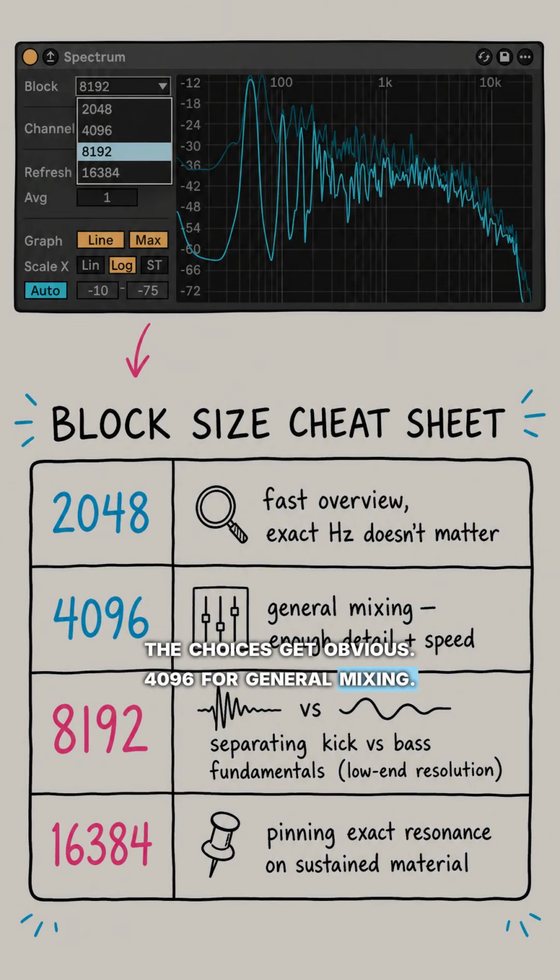4096 for general mixing, enough detail, enough speed. 8192 when you're separating a kick fundamental from a bass fundamental, because the low end needs finer resolution to show two nearby frequencies as two separate things instead of one broad pile. 16384 only when you're pinning an exact resonance on sustained material and nothing's moving. 2048 when you want a fast overview and exact frequencies don't matter.